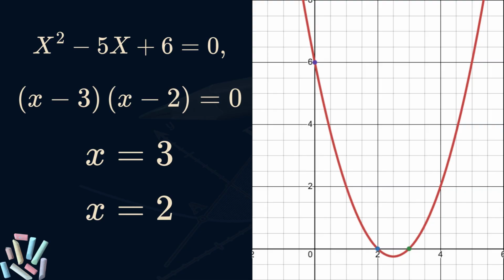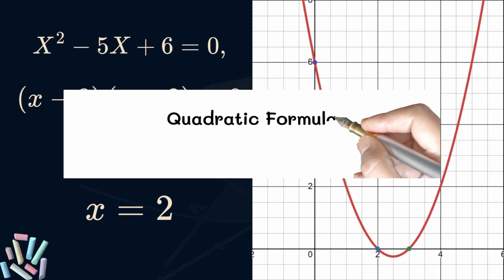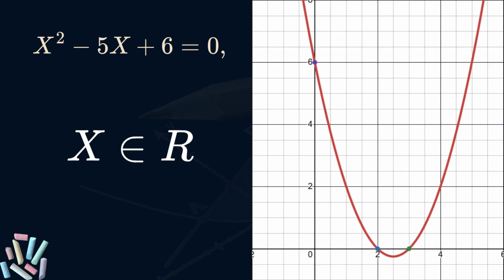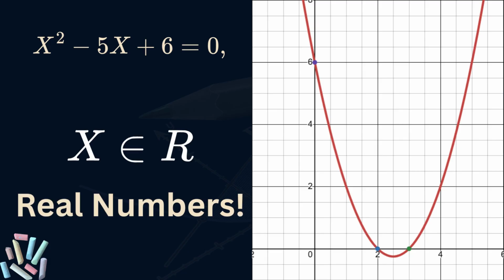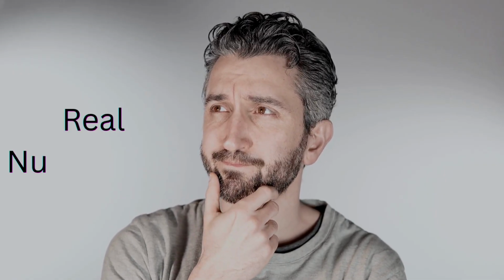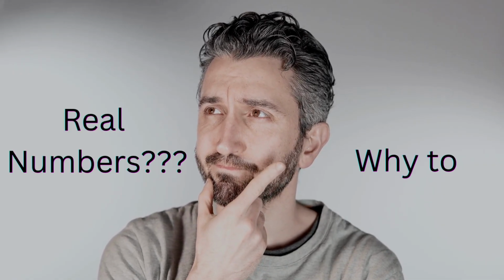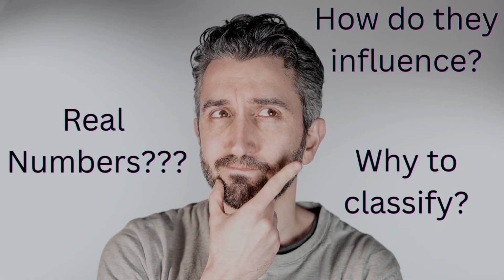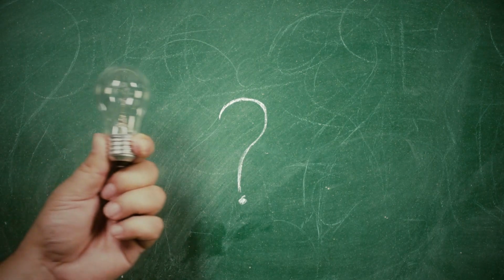Looks simple, just a basic quadratic equation. But there is a small detail in mathematics that we often ignore. Usually the equation comes with a statement like this: x belongs to R, which means x belongs to the set of real numbers. Now pause for a moment and think about this. What exactly are real numbers? Why do we classify numbers into different groups? And how does that classification influence whether an equation or a problem has a solution or not?